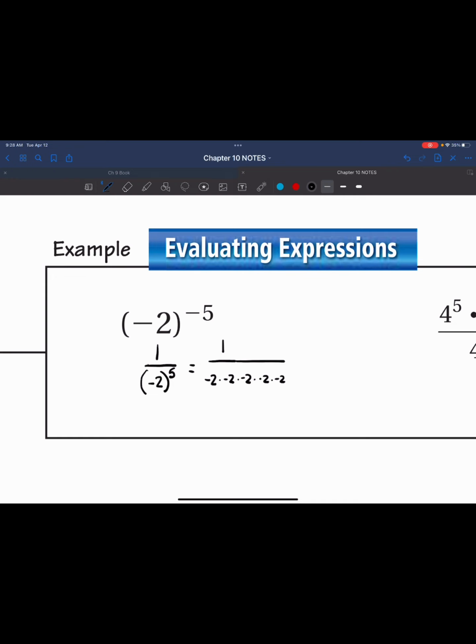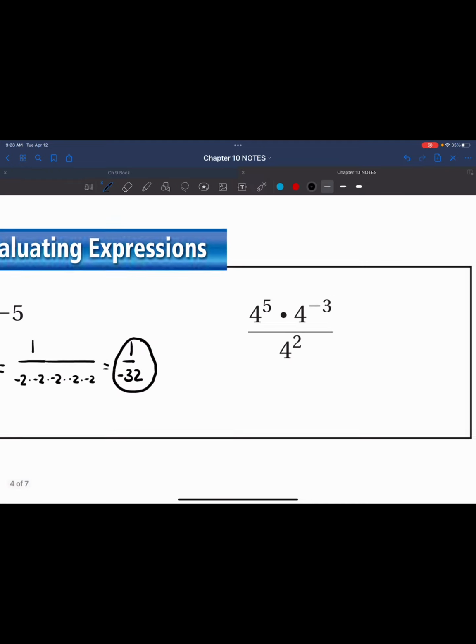Okay, so now -2 times -2 would be +4. Another +4 over here, so 4 times 4 is 16. 16 times 2 would be 32. And then it's an odd number of negatives, so this will be 1 over -32. And that is your answer. You can literally just, that is it. There's nothing else you can do to that. Okay, let's go ahead and look at the next example.